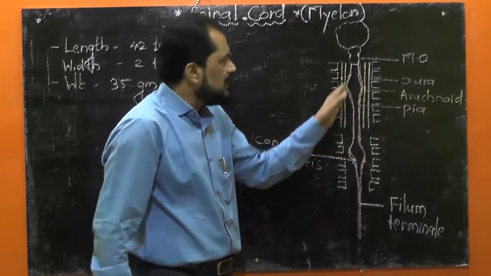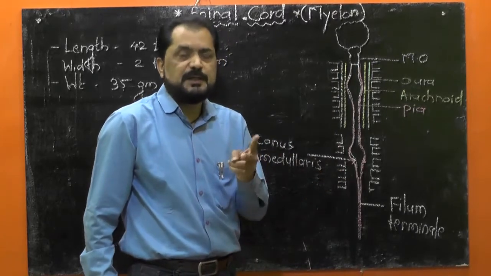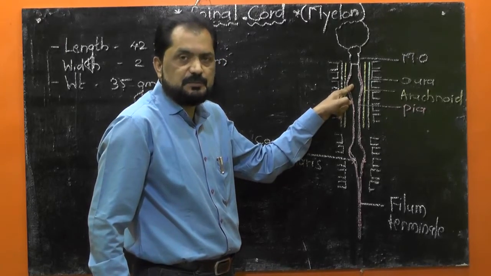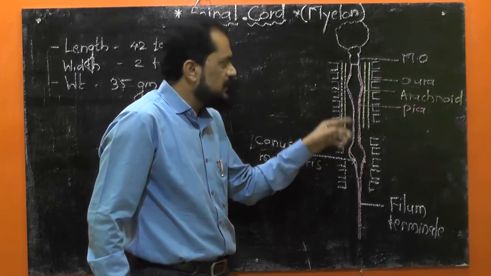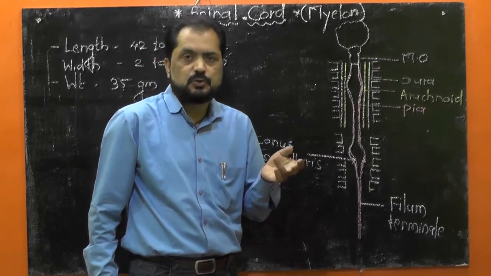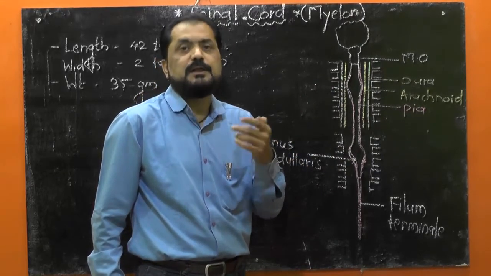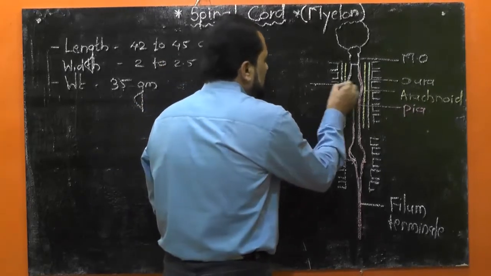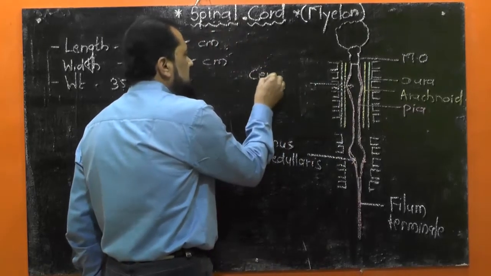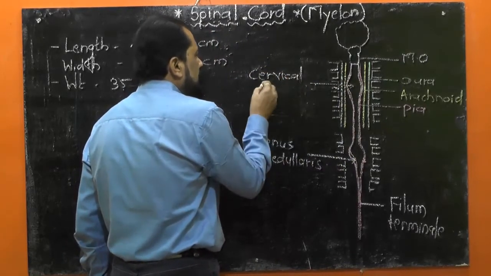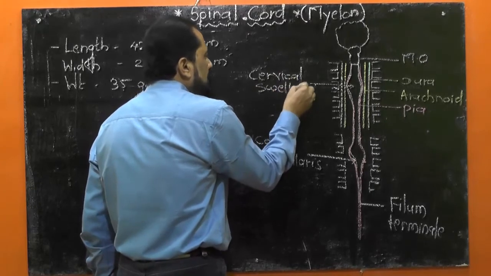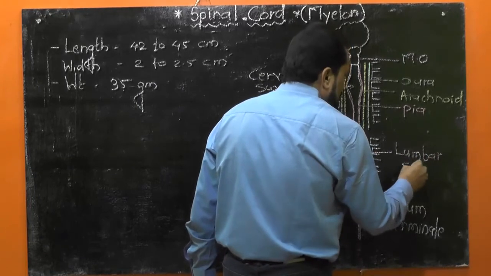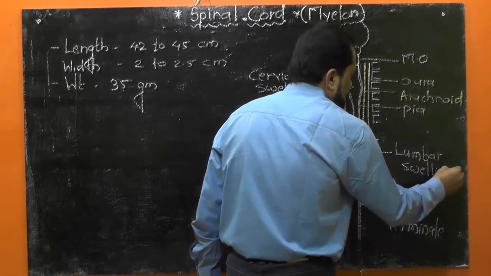Also, the spinal cord shows enlargement at 2 places. See here in the diagram. Here is one enlargement, here is another enlargement. It means the spinal cord shows 2 swollen areas along its length. One in the cervical region, and that's why it is known as cervical swelling. And another in the lumbar region, that's why known as lumbar swelling. There are these 2 swellings here.